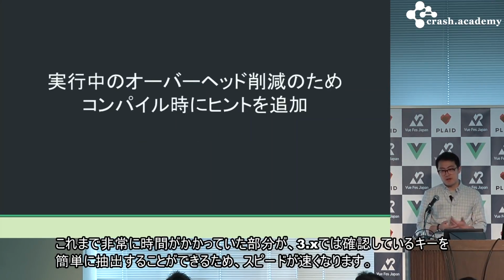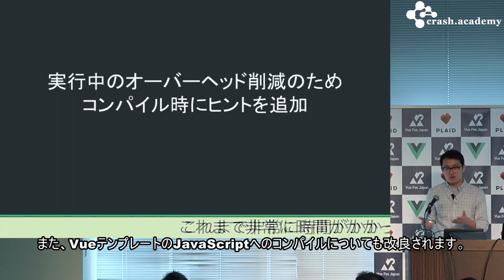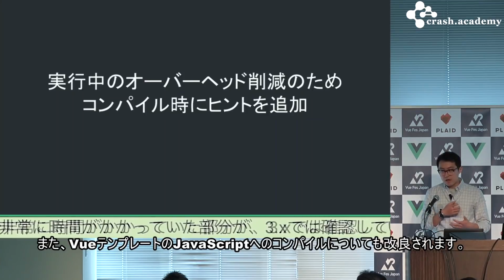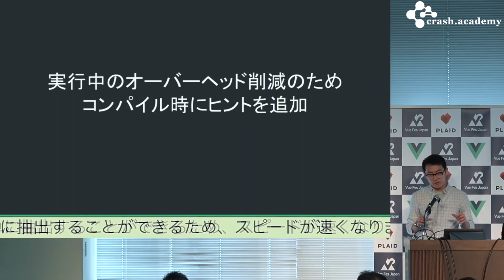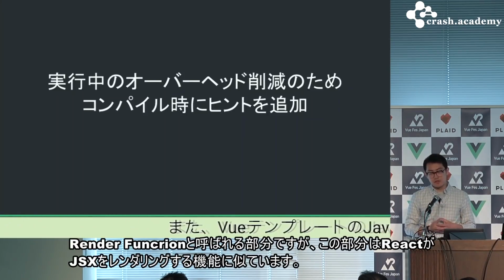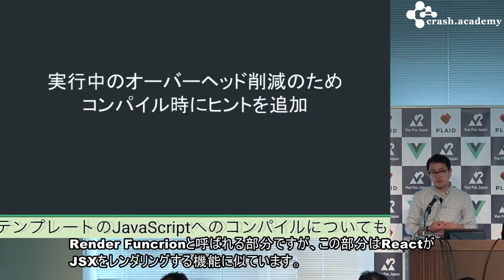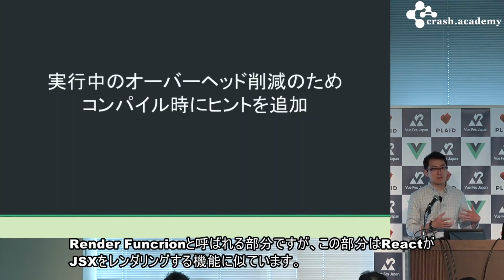So that was the runtime. Okay. So in addition to the runtime, we also have a compiler, right? When you write templates, Vue uses a compiler to compile your templates into JavaScript. And during that compilation, we're actually compiling your templates into so-called render functions. And a render function needs to return virtual DOM. This is very similar to what React is doing. When you use React, you're actually compiling JSX into render functions as well.